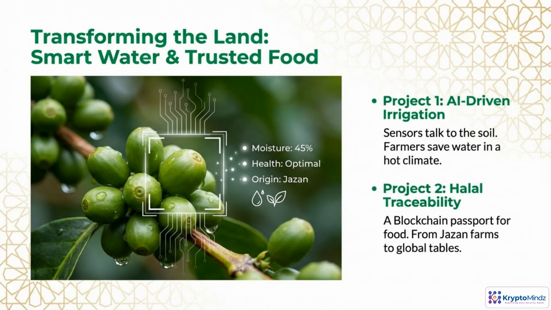Now picture a Jazan coffee farmer. IoT sensors track soil moisture and weather, and an AI model decides exactly when and how much to irrigate. Water use drops and yield improves. As those beans move toward export, every handling step is written to a blockchain, so buyers can verify origin, halal compliance, and quality instantly.